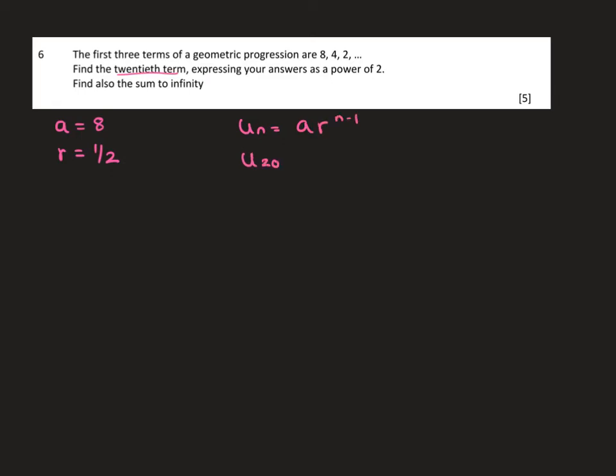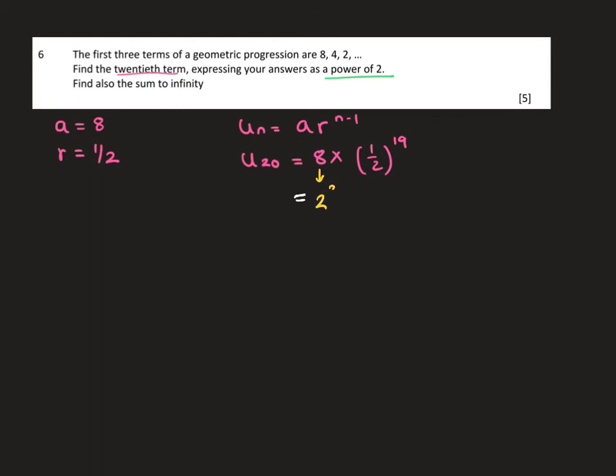So u20 is equal to 8 multiplied by a half to the power of n minus 1. And of course n is equal to 20, so this is 19. Now, the answer has to be expressed as a power of 2, so we're going to rewrite each part of this as a power of 2.